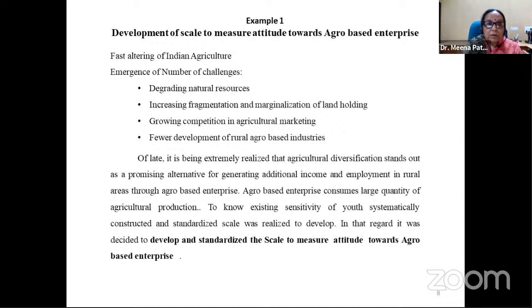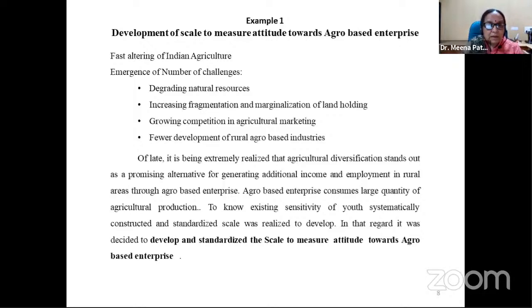Say, for example, the fast-changing Indian agriculture, the emergence of a number of challenges in agriculture: degrading natural resources, increasing fragmentation of land, growing competition in agricultural marketing, and less development of rural agro-based industry. A number of challenges are there to develop the scale towards agro-based enterprise. Some are given here. You can add more than that, but you write the essay on agro-based enterprise first as a subjective part, then frame the statements from that subjective part into an objective part.